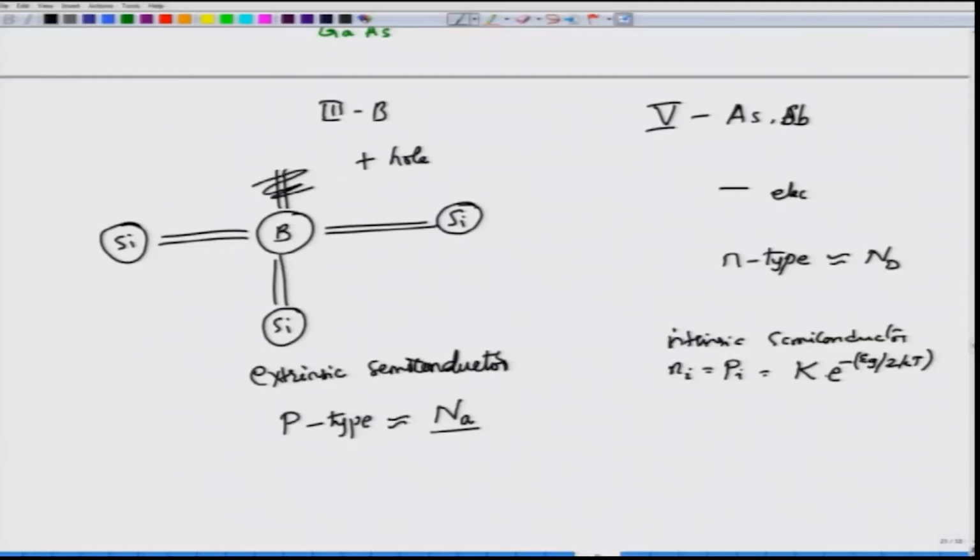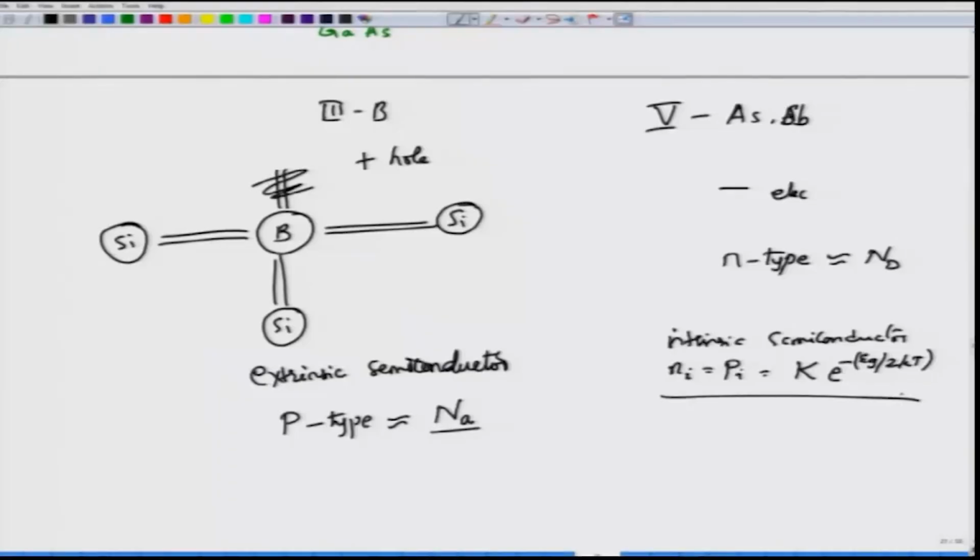So, there is an exponential value out there, and what is important is that this is just the property of the material itself. It does not depend on anything else, it simply depends on the temperature and the energy gap. So, this is for the intrinsic semiconductor. Now, for the extrinsic semiconductor, we have already said that the concentration would be mirroring Na or Nd depending on whether you have doped the material with group 3 atoms or group 5 atoms.